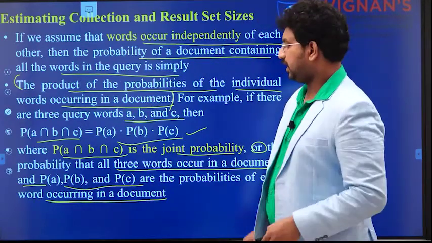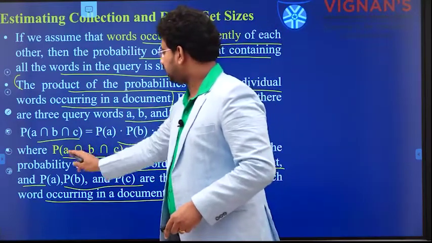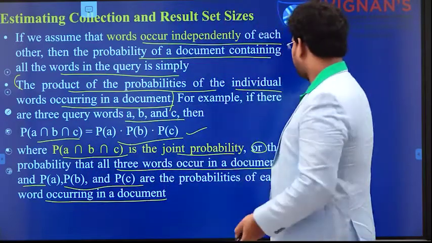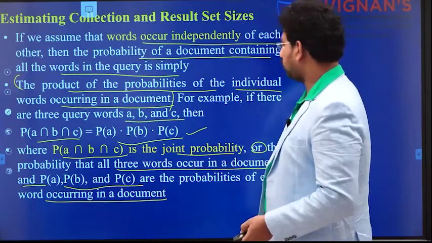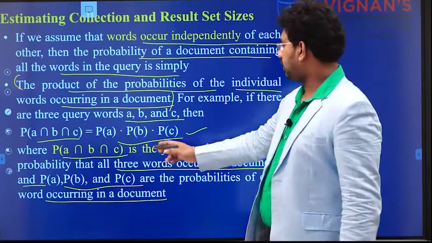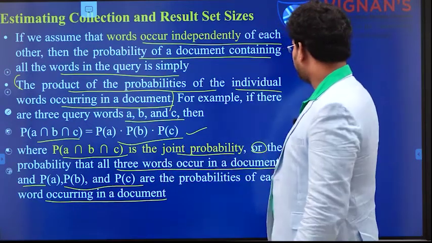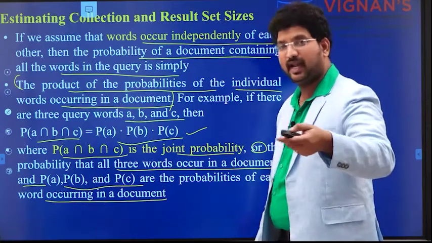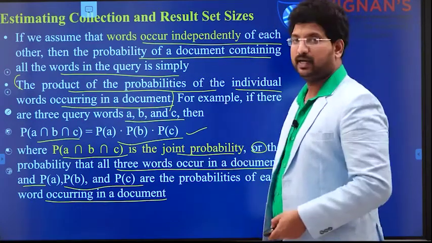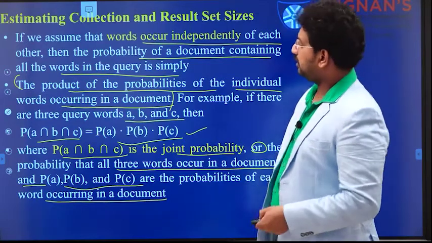I hope you understand. So P of A intersection B intersection C is the joint probability, the probability that all three words occur in a document, and P of A, P of B and P of C are the probabilities of each word occurring in a document. This is the fundamental. You just understand and remember.